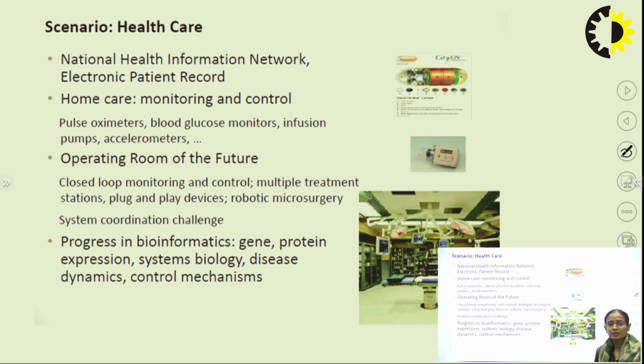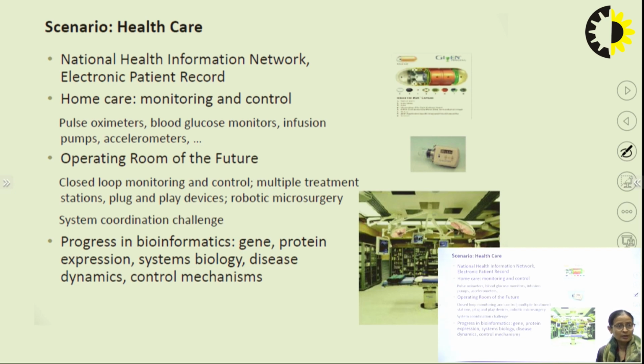Multiple treatment stations are there where multiple doctors from different countries can collaborate on the same platform. Plug and play devices are there. We have robots which can perform micro surgeries. System coordination is a challenge in this case, but there are various applications which have already worked on this particular aspect.